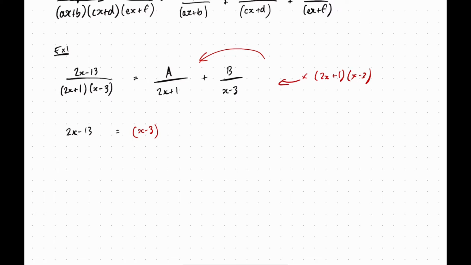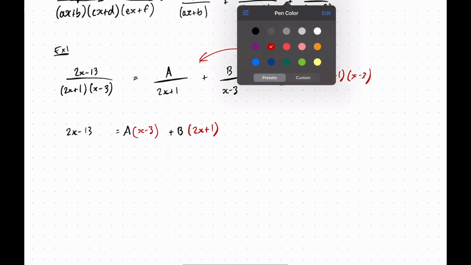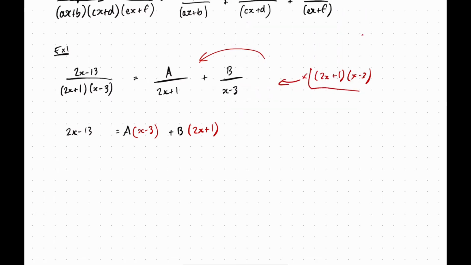I think they like to write A in front. Okay? Plus B with what's left over from the other one, which is the 2x plus 1. It looks like all they've done is shift the 2x plus 1 in front of the B and the x minus 3 in front of the A, but technically it's because they've multiplied through by this term here, and that's cancelled out with things. Okay, that's what's actually happening.